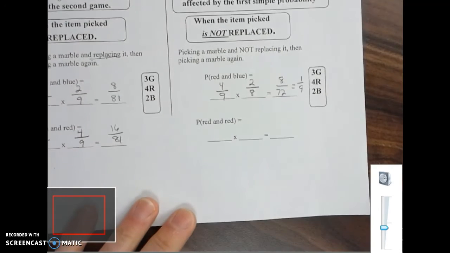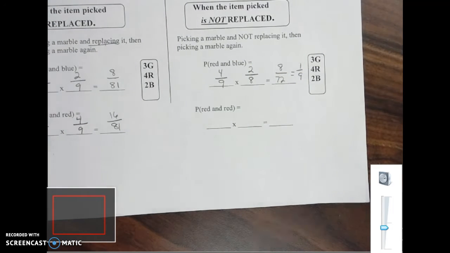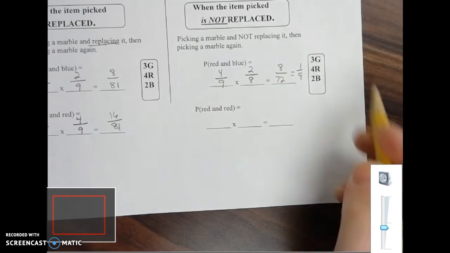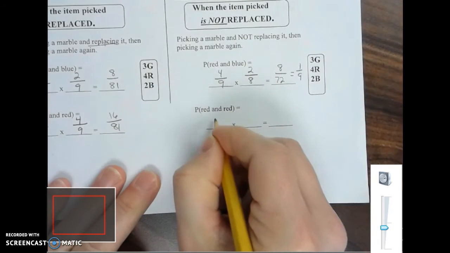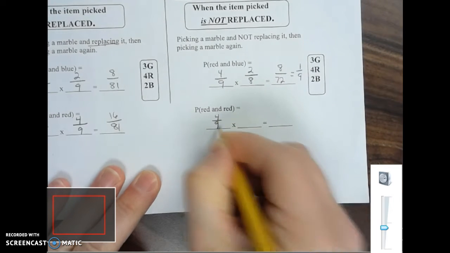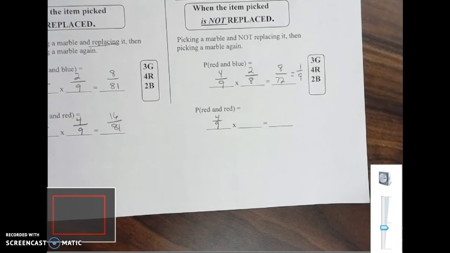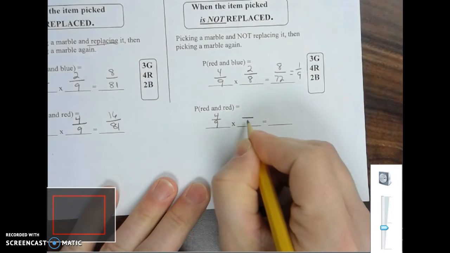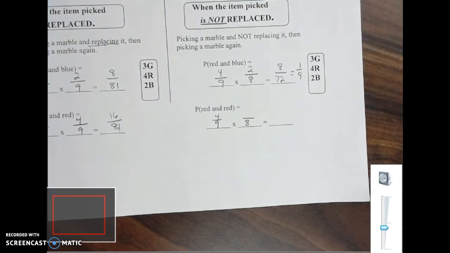In the second example, again, we're trying to get a red followed by another red, and again, there's 9 to start. 4 of them are red, so it's going to be a 4 out of 9 probability of getting a red the first time. But now we've just taken 1 red marble out of the bag. So again, there's 1 less marble, which means there's going to be 8.